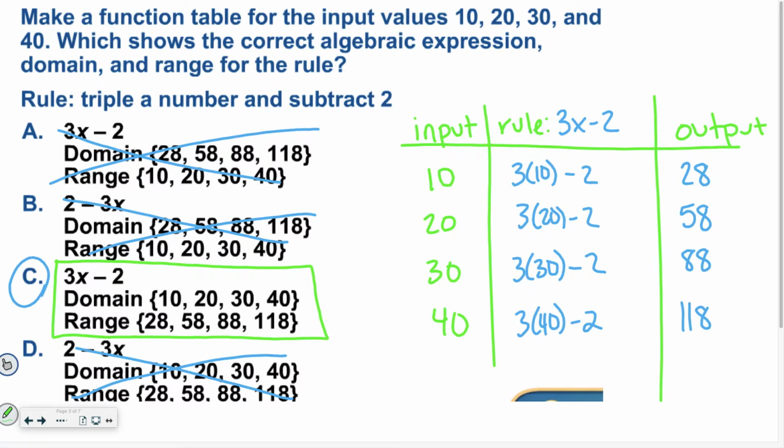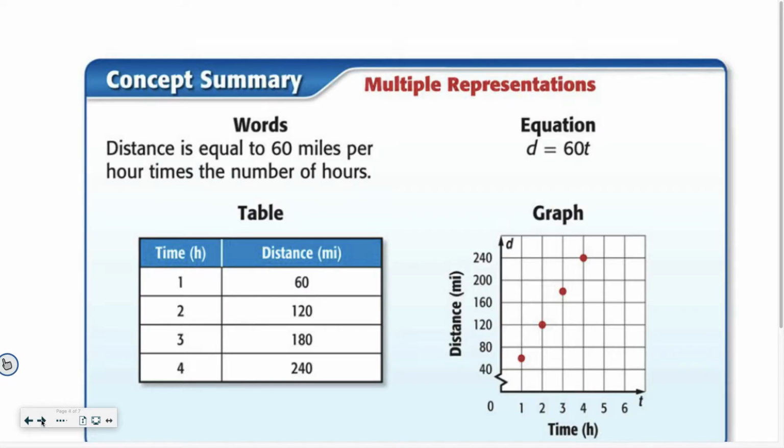All right, hopefully you ended up with letter C. You said the rule would be 3x minus 2. And then you determined the domain would be all of those inputs you were given, so 10, 20, 30, and 40. And then the range would be the outputs, which were 28, 58, 88, and 118. If you have questions about that, please be sure to raise your hand and ask for help.